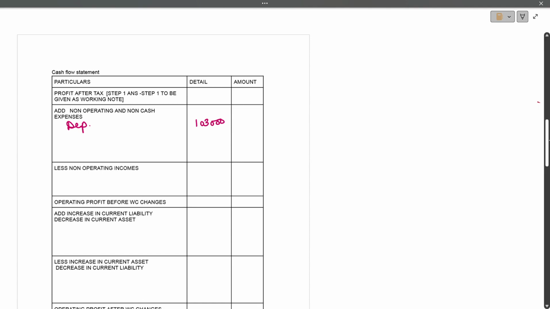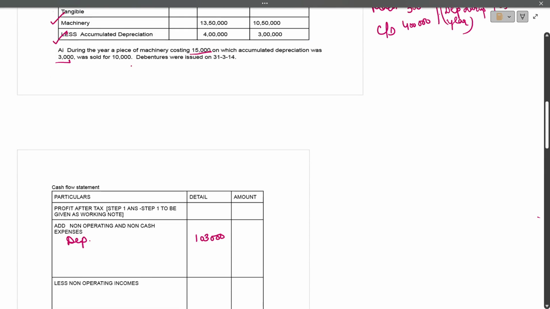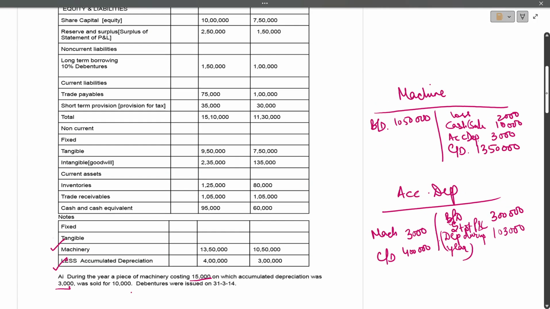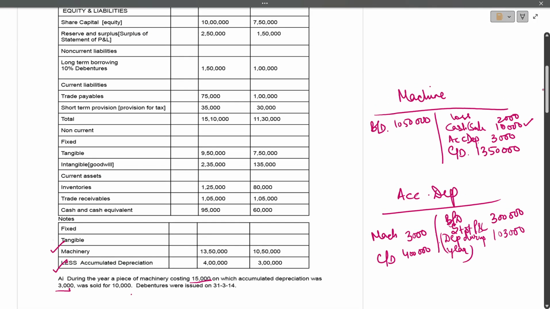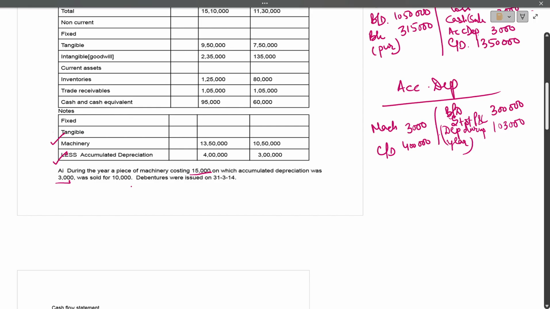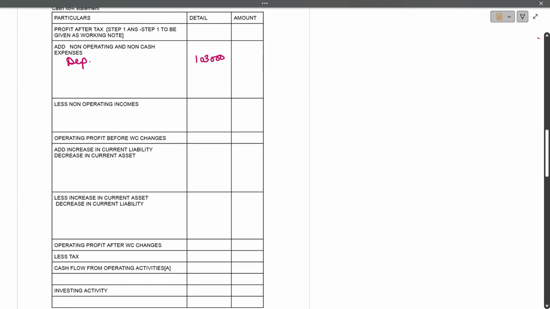Now let me move up to the concept of purchase and sale. We have calculated sale for 10,000. Let's see the amount of purchase. What is the difference? 13,50,000 minus 10,50,000 is 3 lakh, and this is 15,000. So 3 lakh 15,000 is my amount of purchase. So purchase is outflow of investing. Sale is inflow of investing.